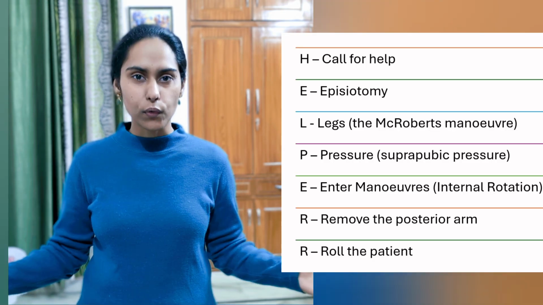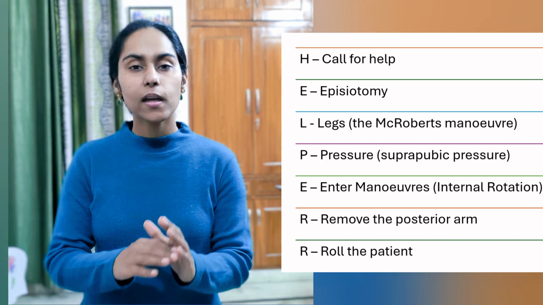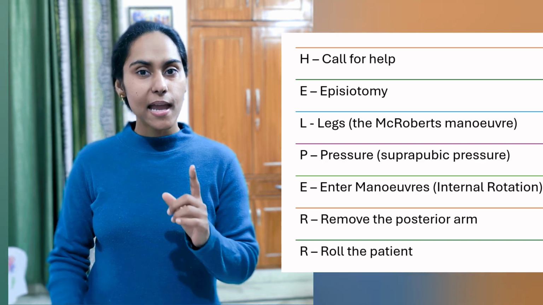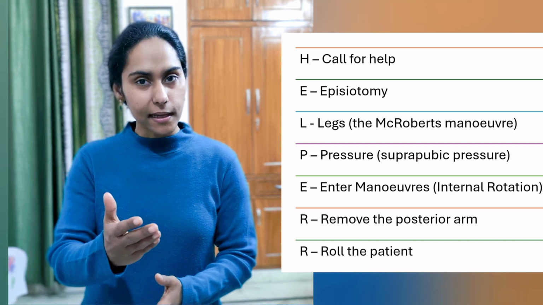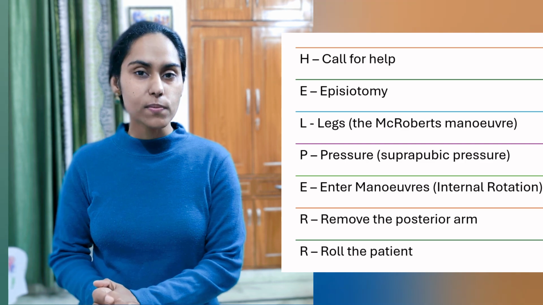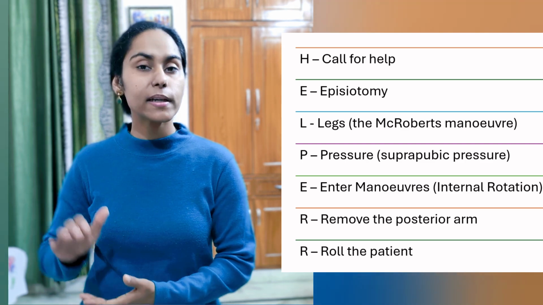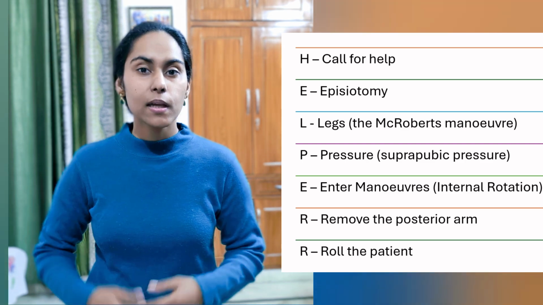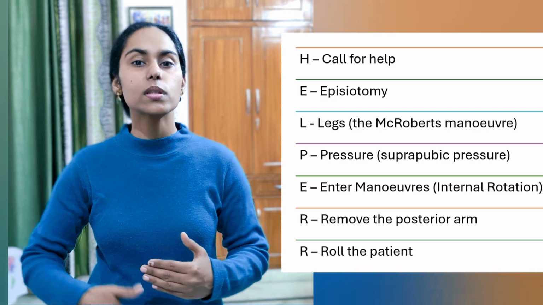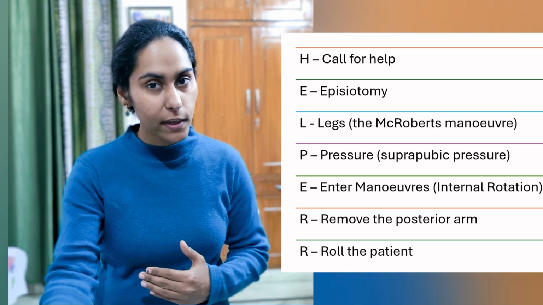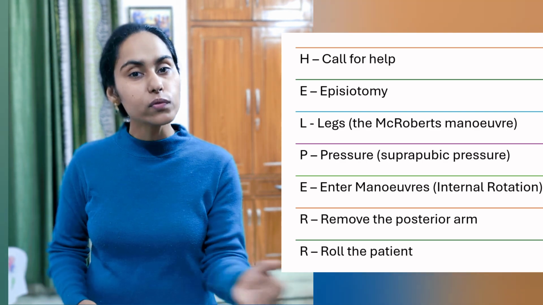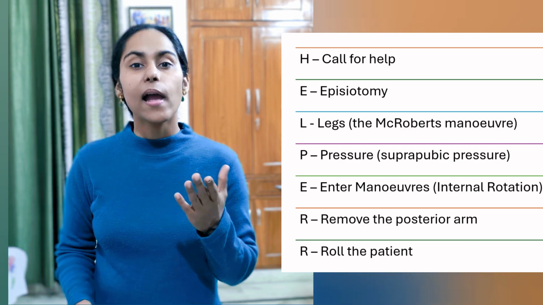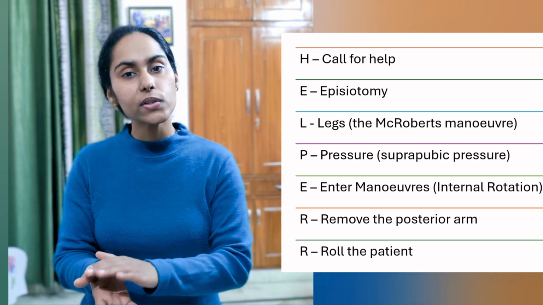H, call for help. E, give episiotomy. L, elevate the leg, that is, perform the McRoberts maneuver. P, provide the suprapubic pressure. E, enter maneuver, which is the rotational maneuvers, internal maneuvers. R, remove the posterior arm. Another R, roll the patient, that is the Gaskin maneuver. So this was all regarding shoulder dystocia.